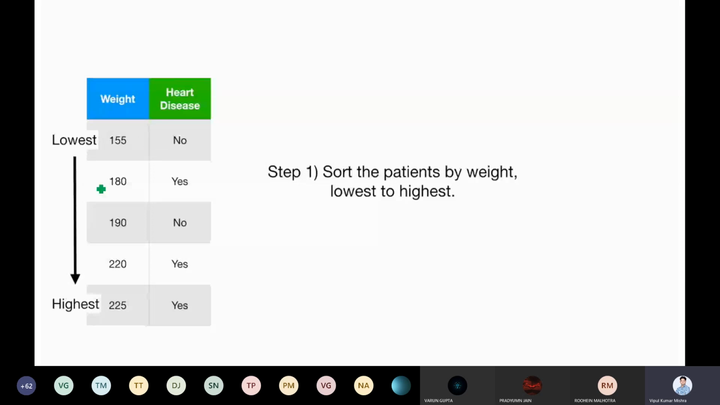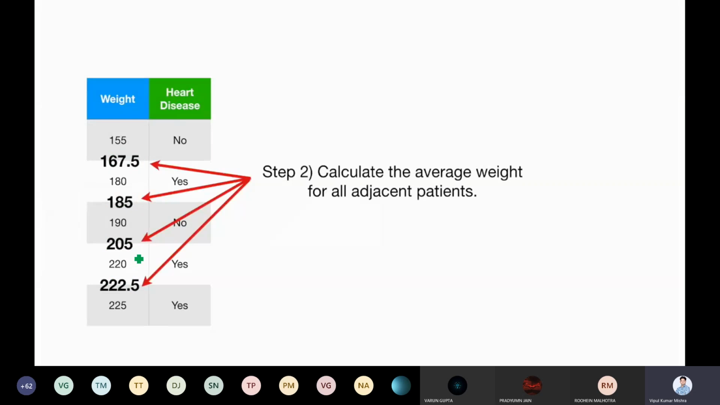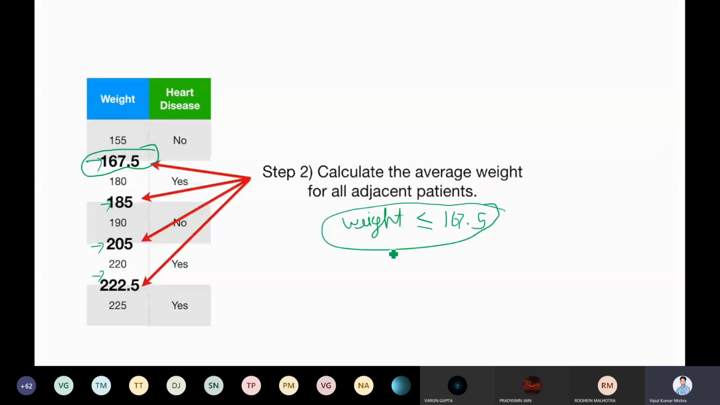You simply do the sorting, right? After the sorting, you take the average of each pair of adjacent numbers, and you get some average here, some average here, and so on. Now you will make this a condition. What will be the condition? Weight is less than or equal to 167.5. Now this will be your condition, and in this condition you have yes and no.